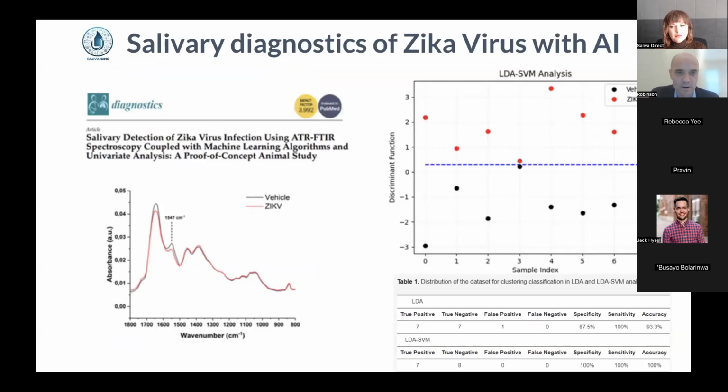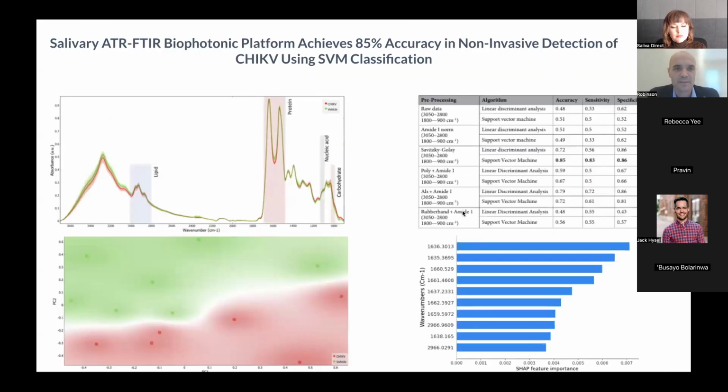In this example, we can see in the black line the spectrum of the control mice, and in the Zika mice we have changes in these spectra. When we send these spectra to the LDA and SVM analysis, we detected the presence of the virus with an accuracy of 100%. Next one, please.